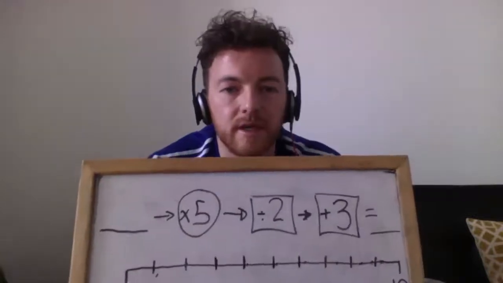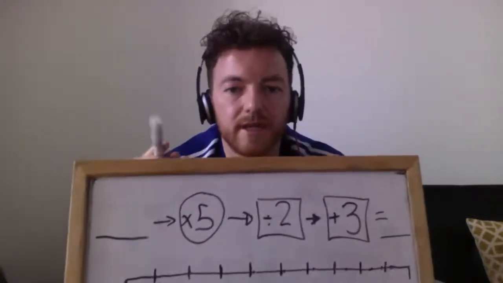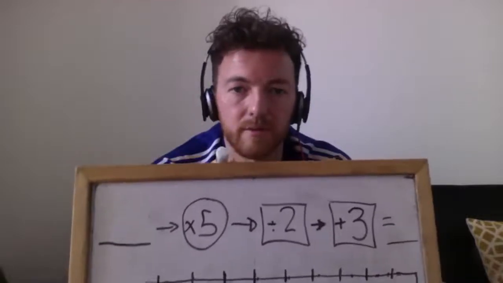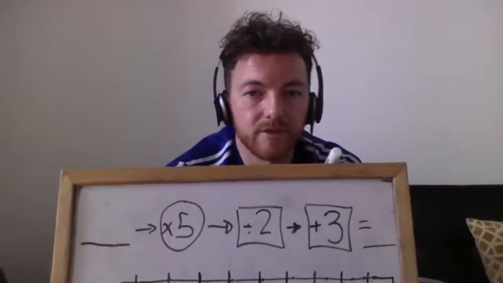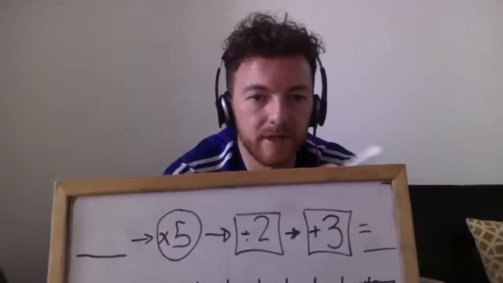To start with, I'll give you the answer for 8. You should have had 8 multiplied by 5 is 40. 40 divided by 2 is 20. 20 plus 3, 23. So 8 became 23.